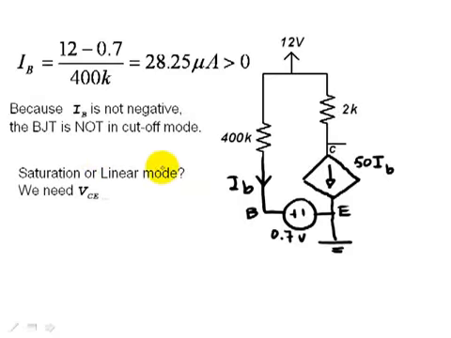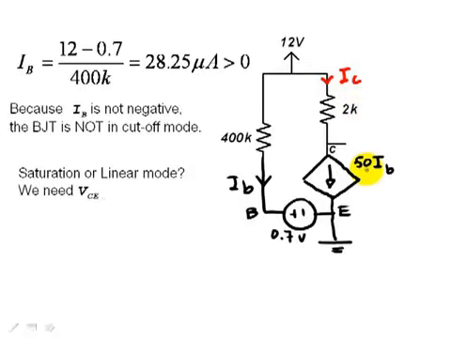To answer that question, we will need VCE, the voltage between the collector and the emitter. Because the emitter is at 0 volts, it's connected to the reference node. All we need is VC. And VC is the voltage of this node, 12 volts, minus the voltage drop in this 2K ohm resistor, produced by this current, the current in the collector.